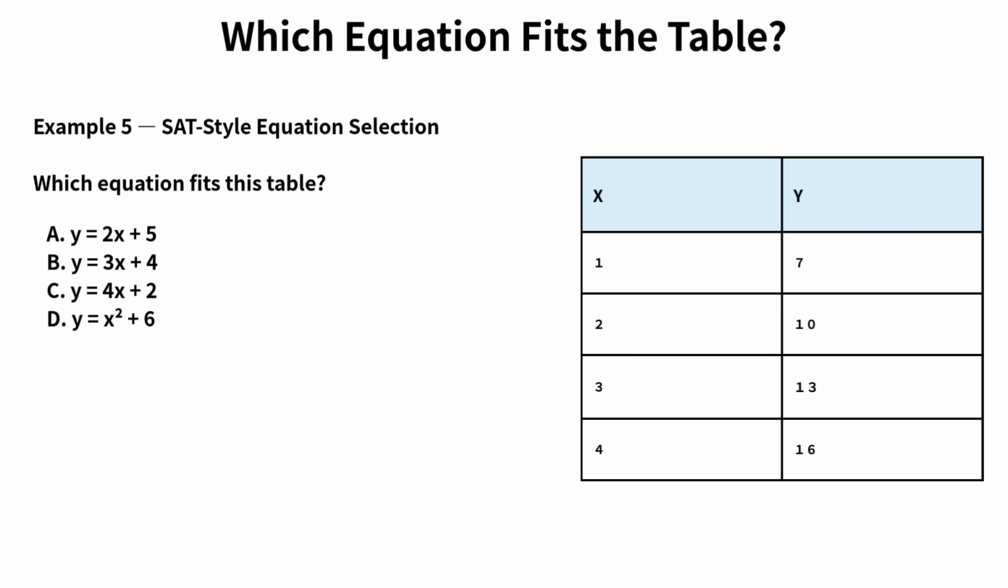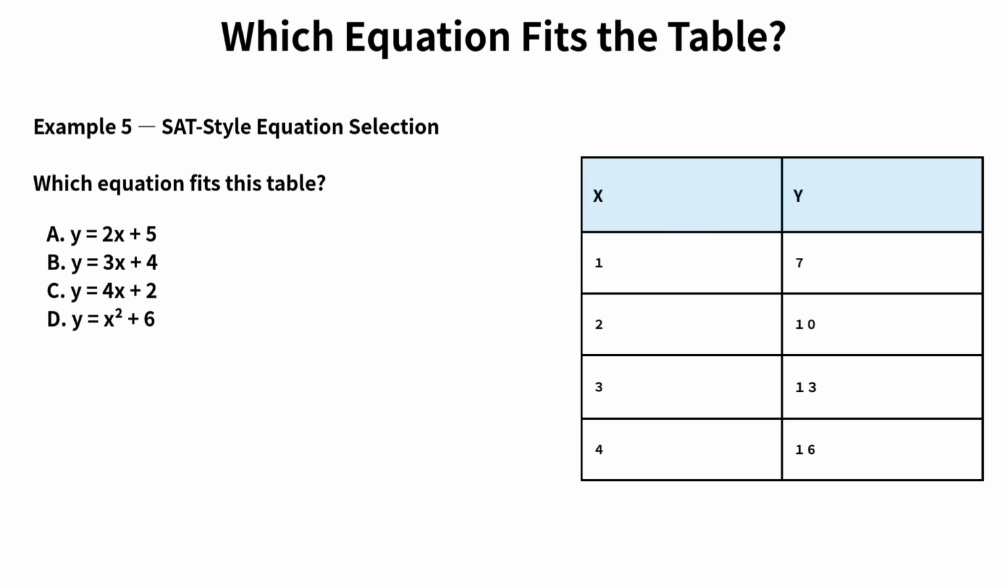A linear rule has the form y equals mx plus b, where m is the constant rate of change. Since y increases by 3 each time, the slope m is 3. Now check where the line begins. If x equals 1 gives y equals 7, then the intercept must be 4, because 3 times 1 plus 4 equals 7. So the equation that matches every row of the table is y equals 3x plus 4.